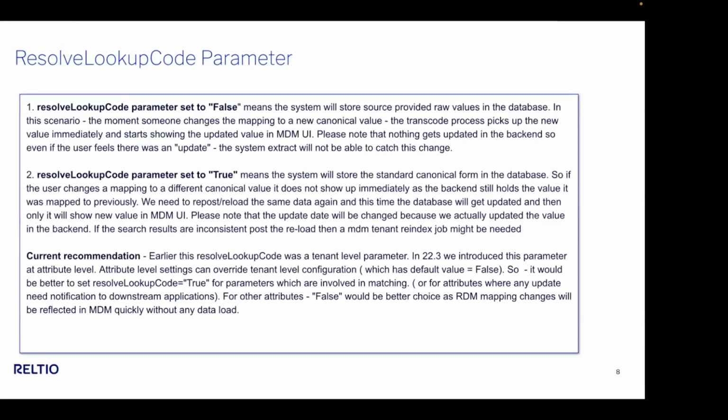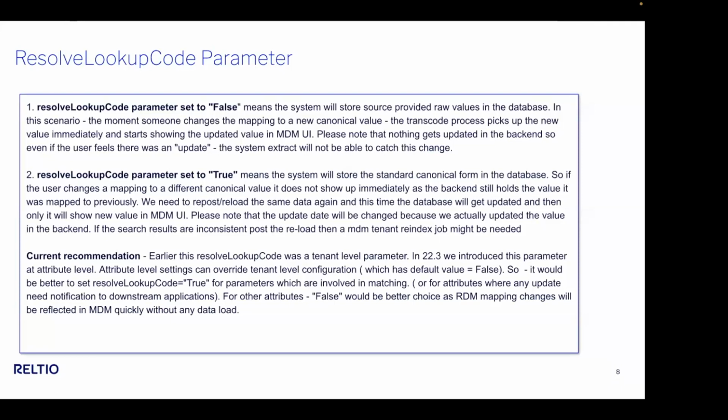Moving on to another important parameter, and this is probably the most asked about parameter. There's a lot of impact in different places and a lot of confusion around it, and that's why I have a completely separate page with the entire information. So there is a parameter called resolve lookup code. Now, what does resolve lookup code do?